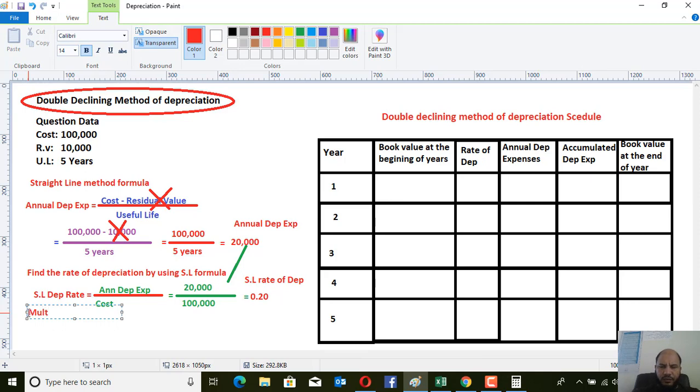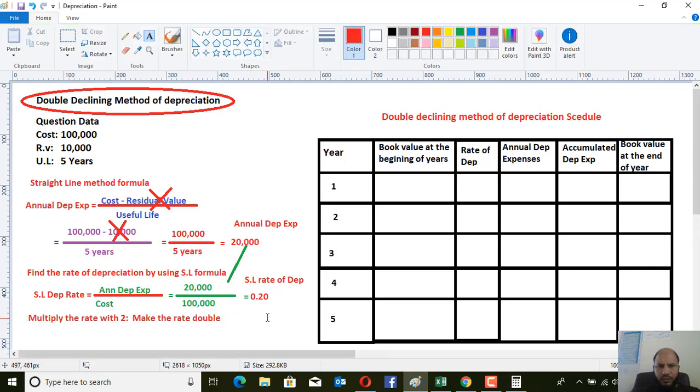Now what we will do, third step: multiply the rate with 2 and make it double. In other words, we make the rate double. Which rate are we doubling? This one, this rate. We will make this double. So how can we do it? Let's do it over here.